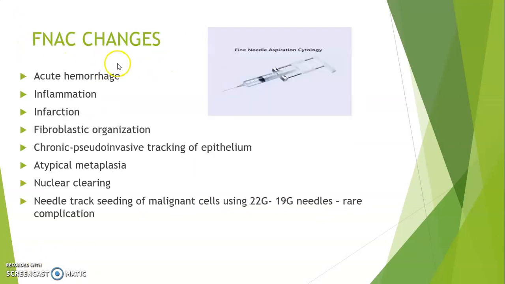Now the next procedure is FNAC, fine needle aspiration cytology. It may cause acute hemorrhage, inflammation, infarction, fibroblastic organization, and chronic pseudoinvasive tracking of the epithelium. It may lead to atypical metaplasia and nuclear clearing. Needle track seeding of malignant cells using 22 to 19 gauge needles may be seen, but it is a rare complication.